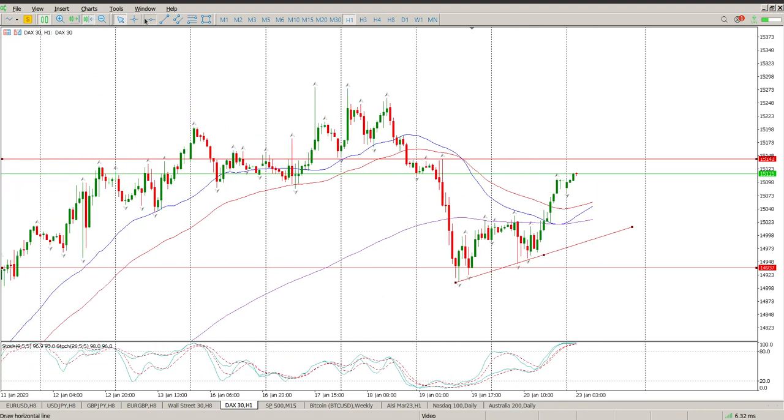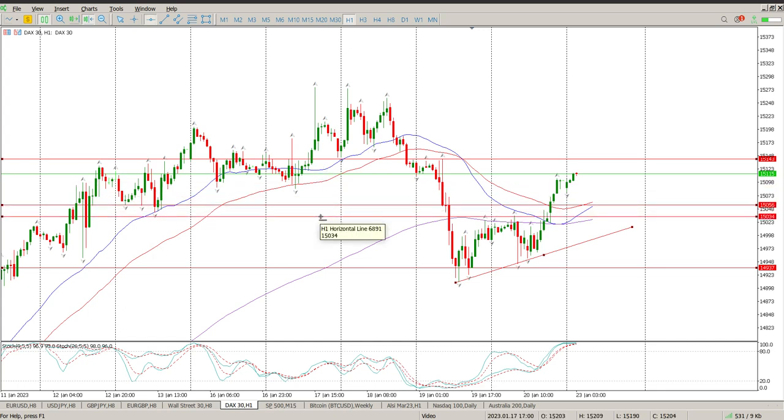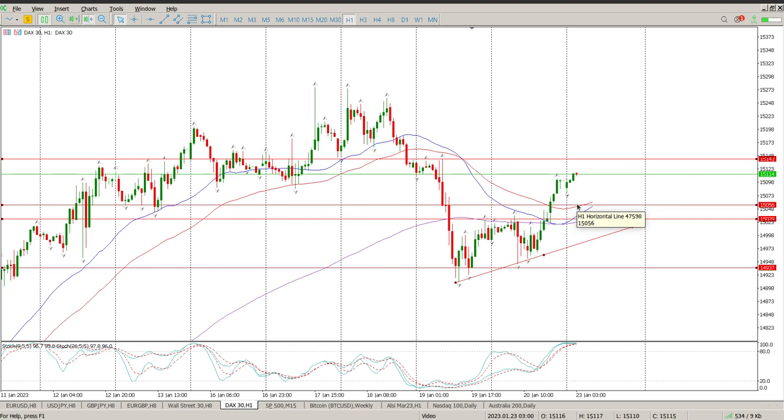So I would expect us to come back and test some structure, and the ones that I'm looking at are pretty much in that zone there. So I would like to see us come back to 15,056 and 15,029, 15,000 as well. There's a gap here as well. That would be a half decent area for me to look for longs.